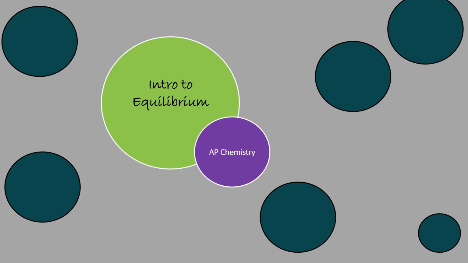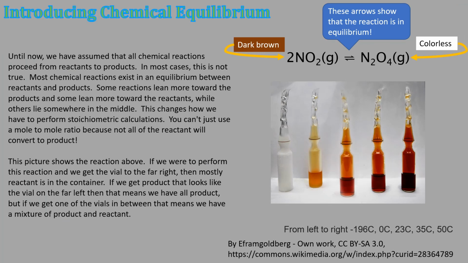Alright guys, so this is the first video for equilibrium. So it's just the introduction. It's pretty straightforward. Alright, so chemical equilibrium, you can also see it called dynamic equilibrium, is where the reaction doesn't go fully to completion. It sits somewhere in the middle.